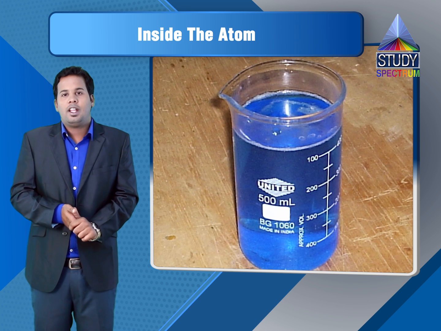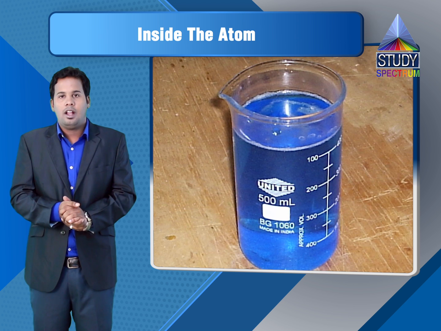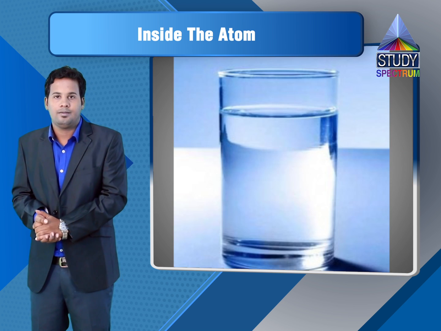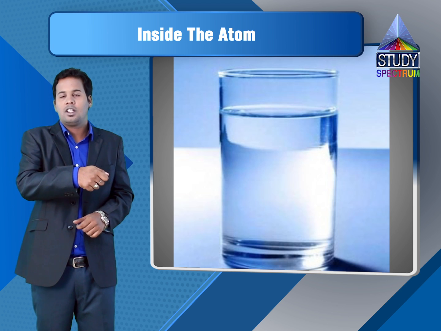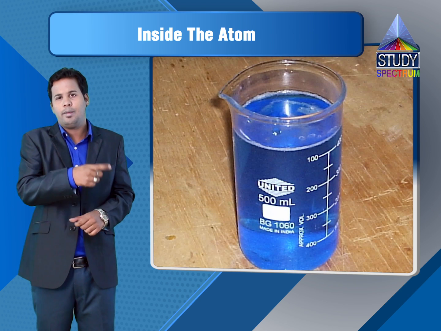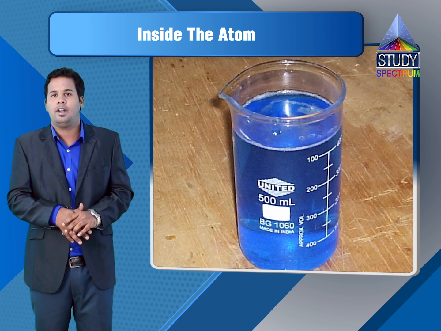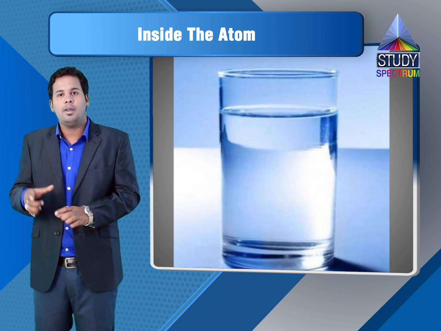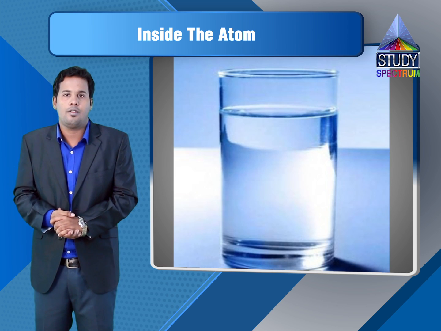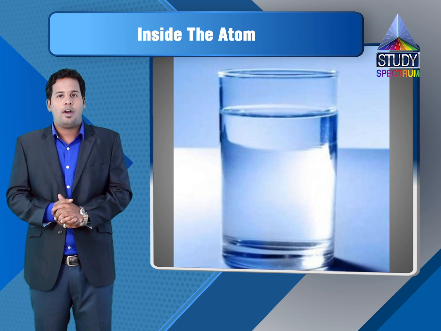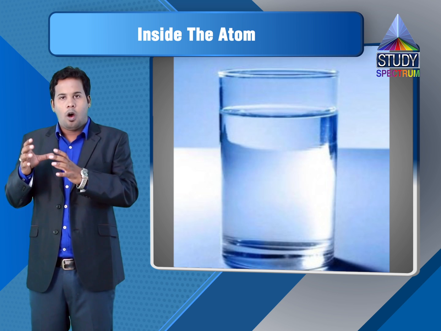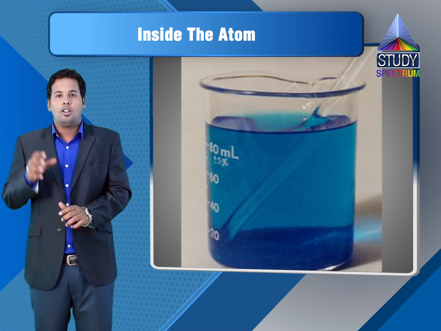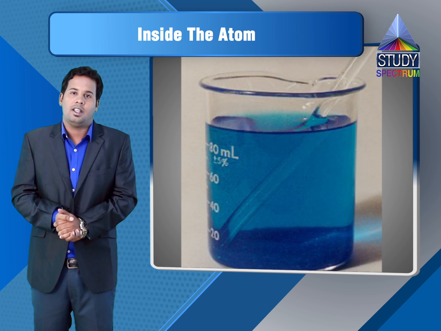Now suppose you take 10 ml of that solution from the very first beaker, where you made 100 ml of copper sulfate solution, and pour it into another glass beaker containing 90 ml of pure water. What will happen? You will find again that the water in the second beaker turns blue, but it is not as bright as it was in the first beaker.